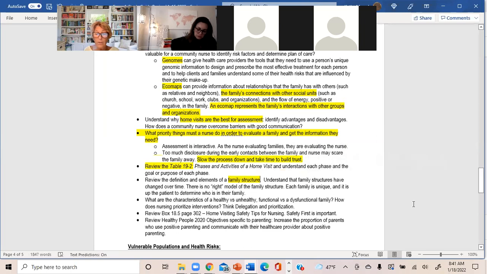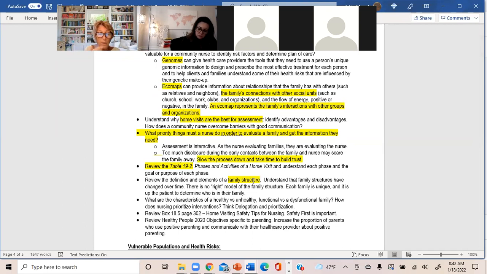There's a difference. There's family structure and there's family function. So that's what this bullet is, the difference between family structure and family function. Family structure is, what are the roles of everybody in the family? I'm the mom, you're the dad, you're the kid, you're the dog, you're the grandparent. That's structure. What are our roles?